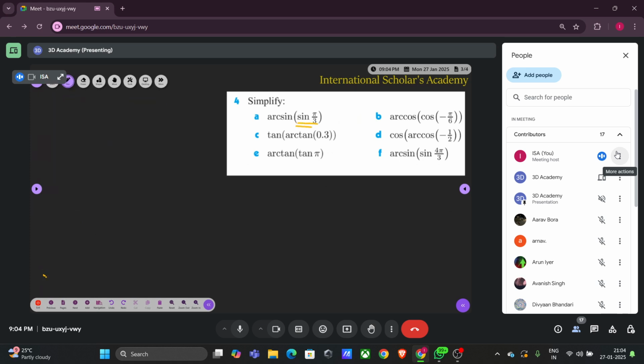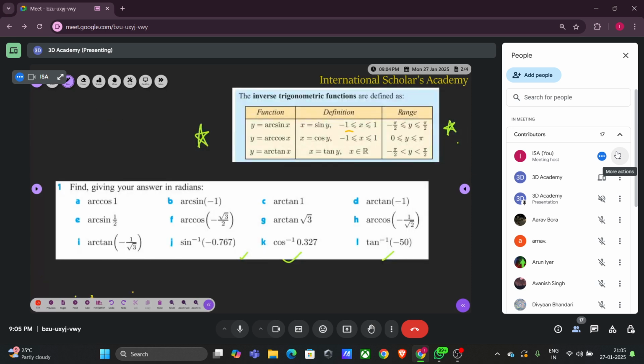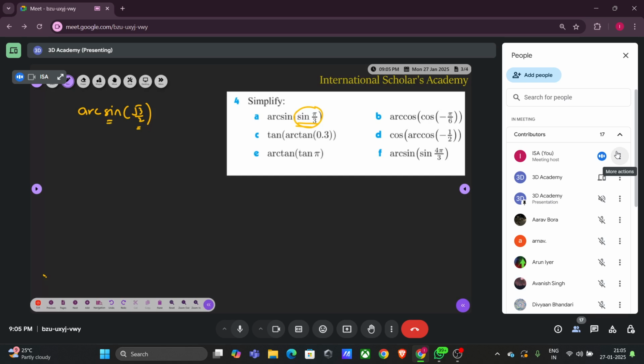Sin pi by 3 is what they are saying. What is sin pi by 3? Pi by 3 is 60 degrees. You should get quick answers like this. Sin pi by 3 is root 3 by 2. So arc sin root 3 by 2. Does it lie in my domain? It lies between -1 and 1. Okay, it's lying in my domain. Now we have to find its inverse. Sin inverse goes from minus pi by 2 to pi by 2 only. It is lying in the first quadrant. So the answer will be pi by 3 itself.